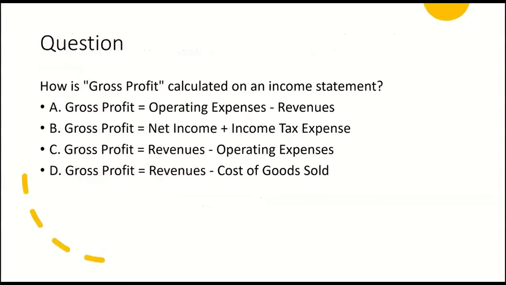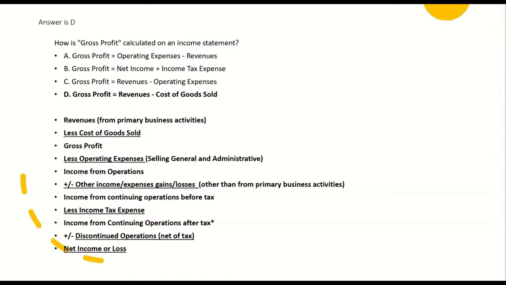Let's try this. How is gross profit calculated on an income statement? Is it A, gross profit equals operating expenses minus revenues? No. B, gross profit equals net income plus income tax expense? No. C, gross profit equals revenues minus operating expenses? No. Must be D, gross profit equals revenues minus cost of goods sold. So letter D is correct.